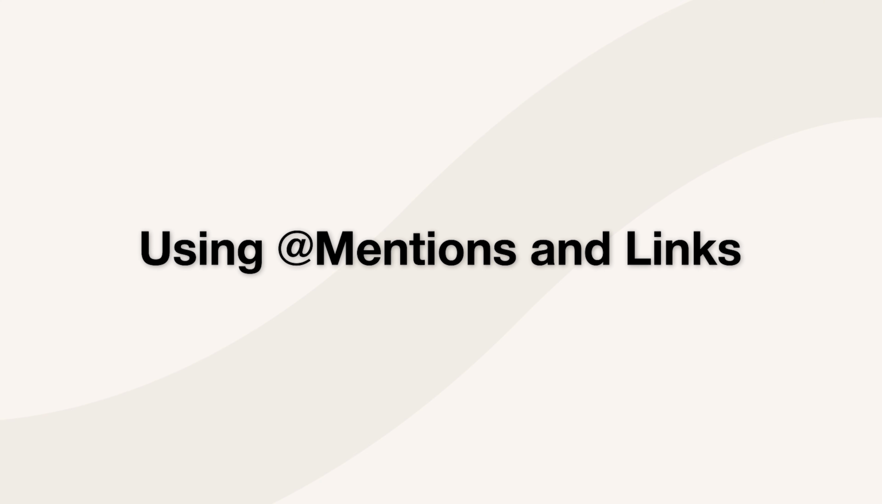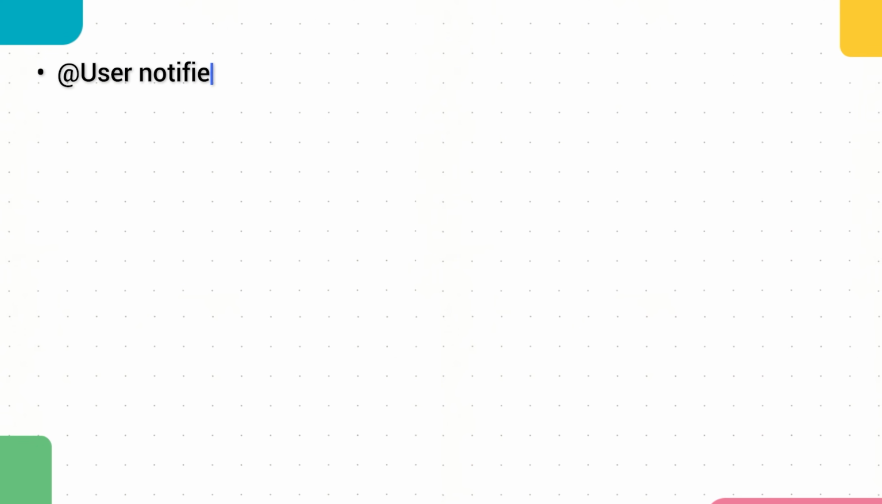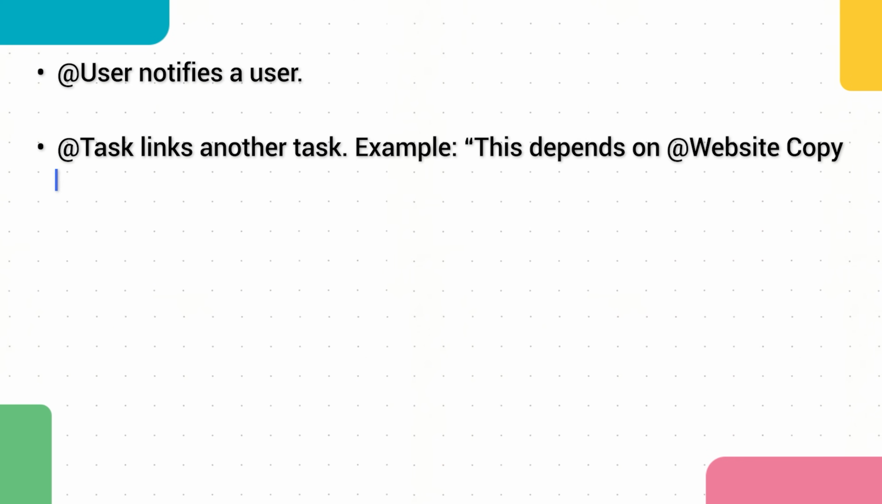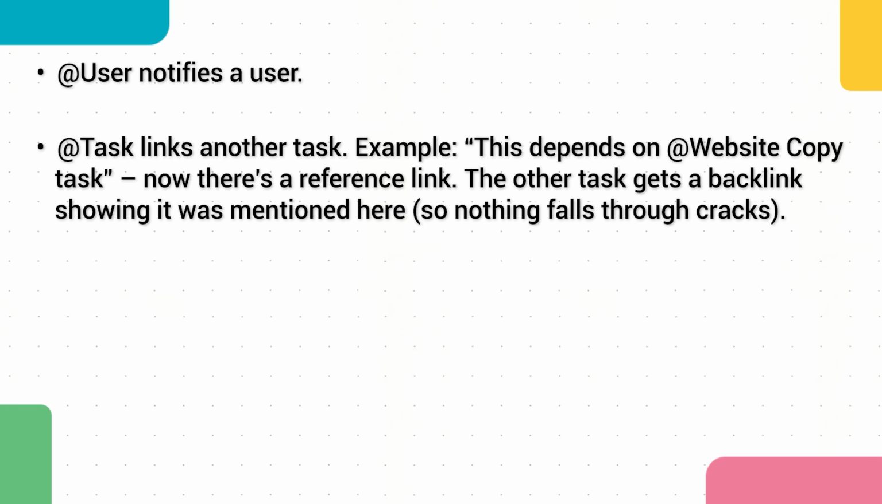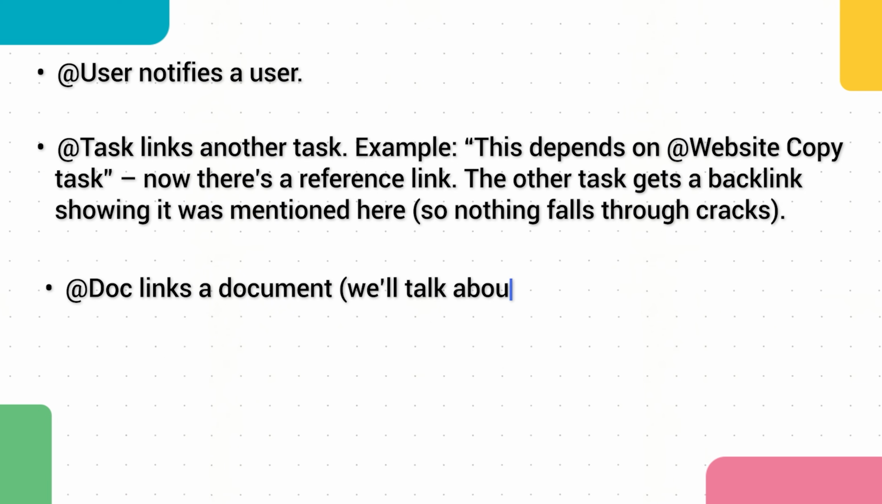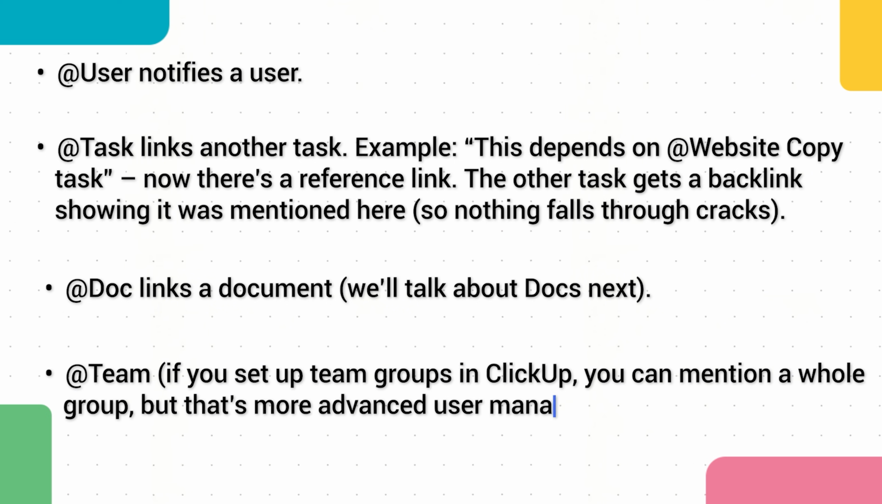Using mentions and links. As mentioned, the @ is very powerful. @user notifies a user. @task links another task. Example: this depends on @website copy task. Now, there's a reference link. The other task gets a backlink showing it was mentioned here, so nothing falls through the cracks. @doc links a document. We'll talk about docs next. @team: if you set up team groups in ClickUp, you can mention a whole group, but that's more advanced user management.